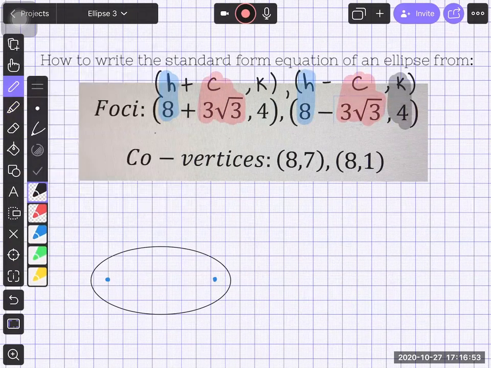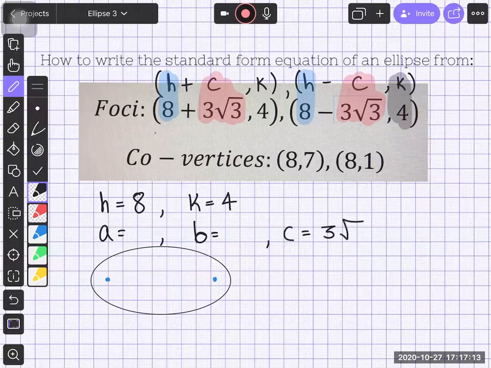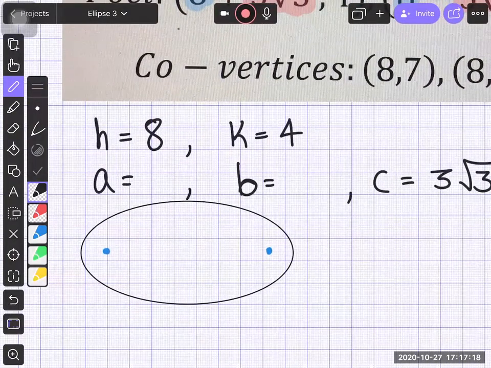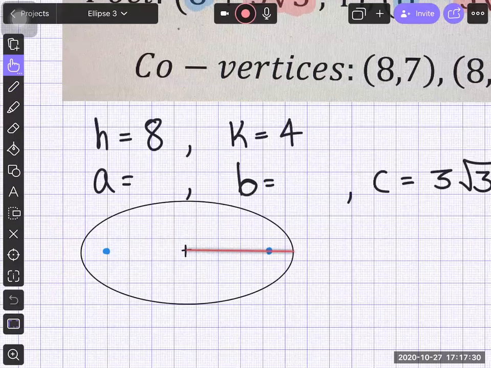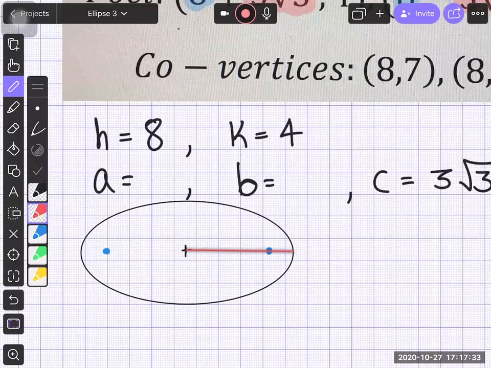So h equals 8, k equals 4, and now we're just missing the values for a and b, and we already have c, which is the square root of 3. Now, in our ellipse, let's say the center is around here. We know that the distance from the center to one of the vertices will be a.